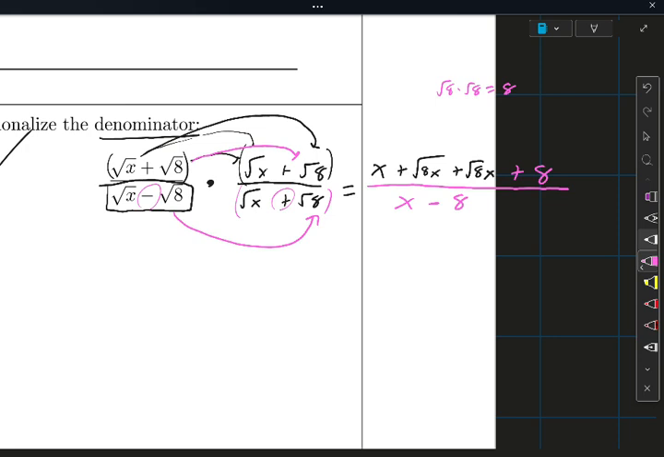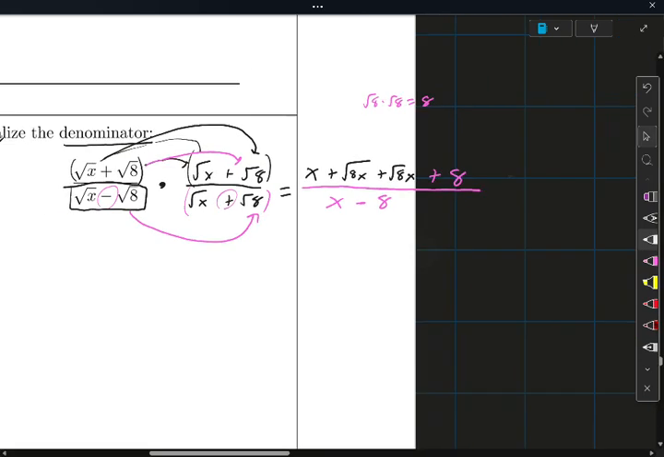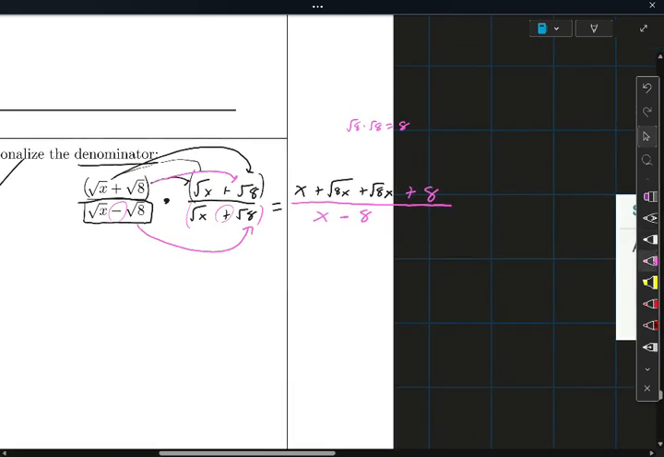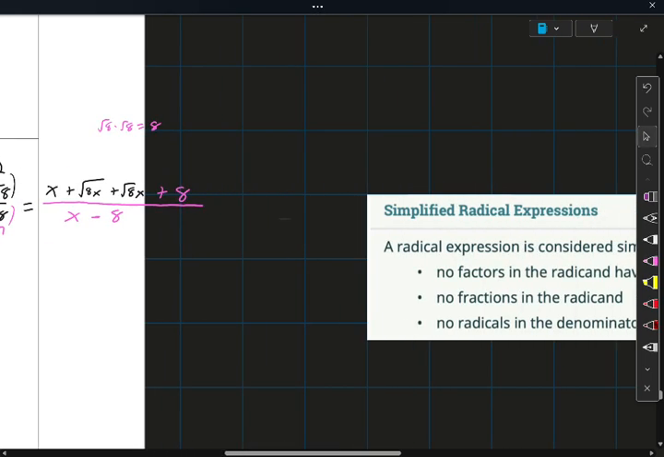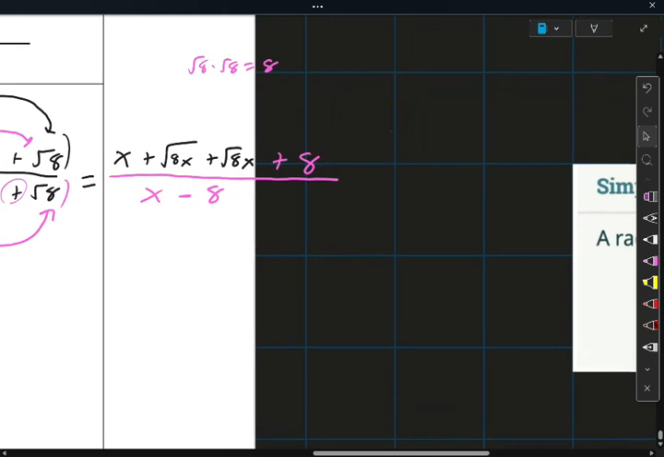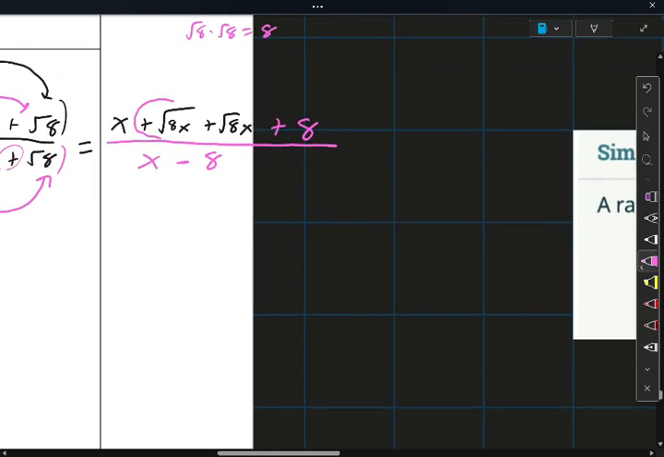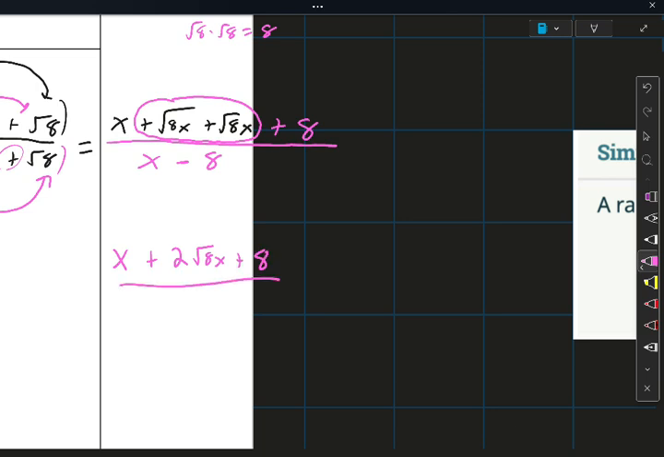Okay. All right, let's simplify here. Okay, next, right here. So let's simplify this guy right there. That's going to be root 8x plus root 8x. So that's going to be x plus 2 root 8x plus 8 right there, all over x minus 8. And there we go. We're done. We can't actually cancel anything out right here. We're just going to leave it like this.